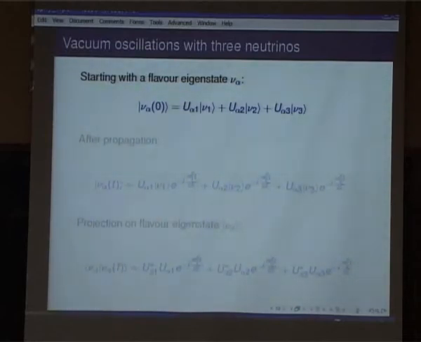So let's say you start with the flavor state alpha. At t equal to 0, it's simply equal to U alpha 1 times nu 1 plus U alpha 2 times nu 2 plus U alpha 3 times nu 3. Now what will happen? We let these three mass states propagate. And when mass states propagate, they gain some phase proportional to m squared by 2E. So nu alpha at t will be U alpha 1 nu 1 times this phase, U alpha 2 nu 2 will get this phase, and U alpha 3 nu 3 will get this.